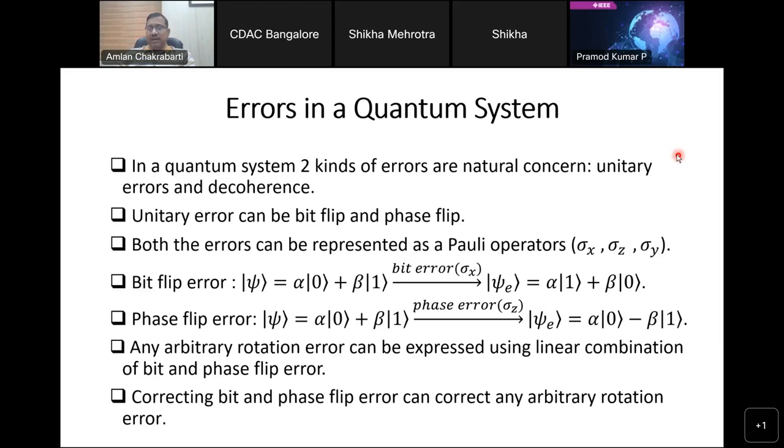Now obviously you can say that there may not be a 180 degree phase change, but the phase change may be some other value. And we have found that we can always represent those phase changes as a linear combination. So there is an error model that any single qubit error can be represented as a combination of phase flip and bit flip. And these are pretty standard.